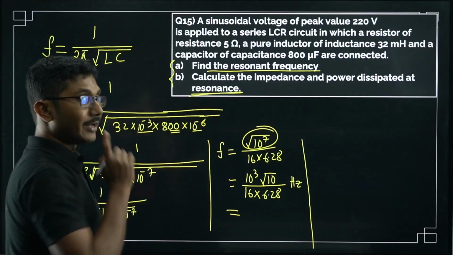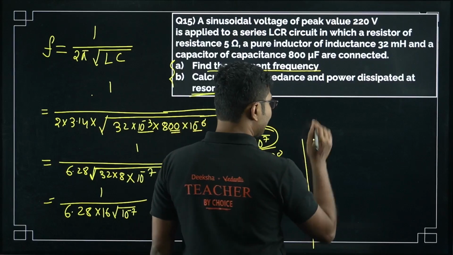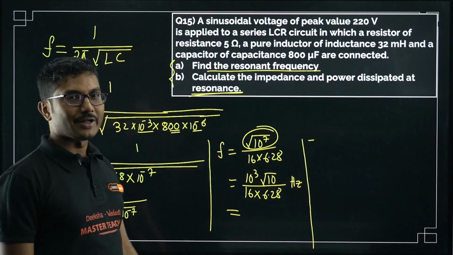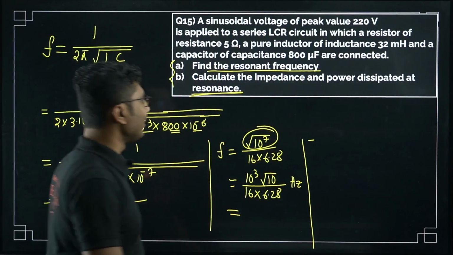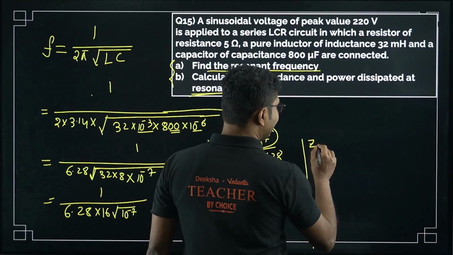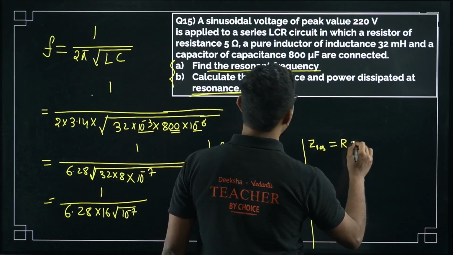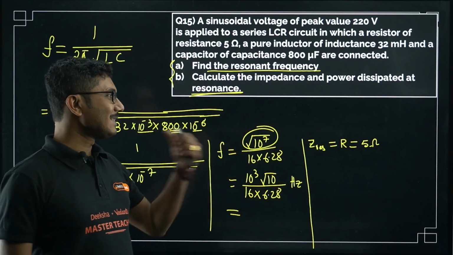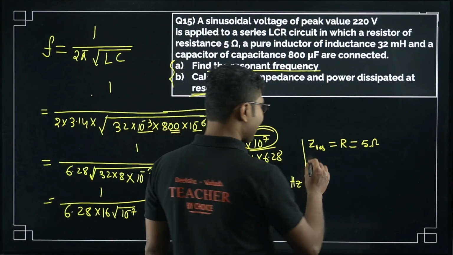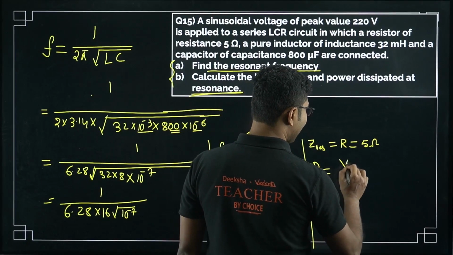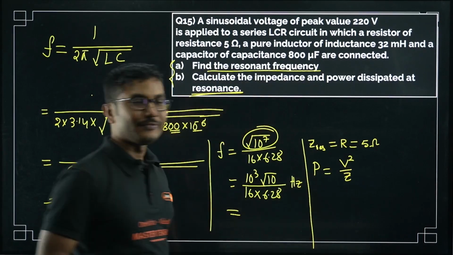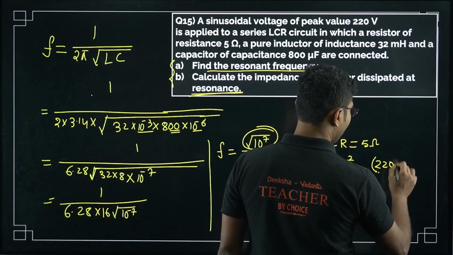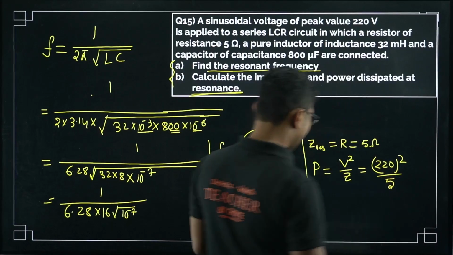Very, very important. I have filled the entire board to calculate the frequency, and I have only a very small space left, and the entire part B will be done in that part only. So impedance at resonance is basically nothing but the resistance, that is 5 ohm. Impedance at resonance is just 5 ohm. So what is the power dissipated? Power is basically V square by Z, V square by R. So V is given as 220 volt whole square by 5. You will calculate this.